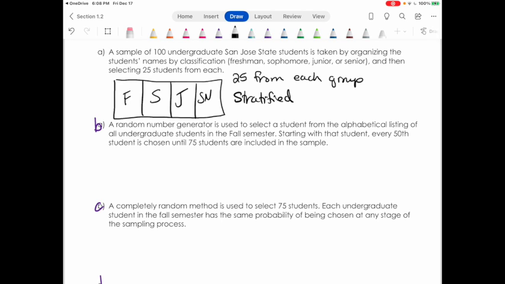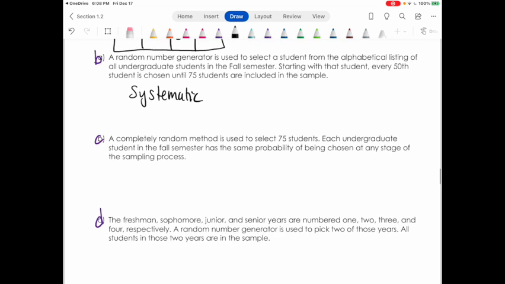Okay, part B says a random number generator is used to select a student from the alphabetical listing of all undergraduate students in the fall semester. Starting with that student, every 50th student is chosen until 75 students are included in the sample. Now, because they're picking every 50th student, this would be systematic. It's every nth member. So again, think about that conveyor belt. When someone keeps picking off a certain number off that conveyor belt, that's systematic.